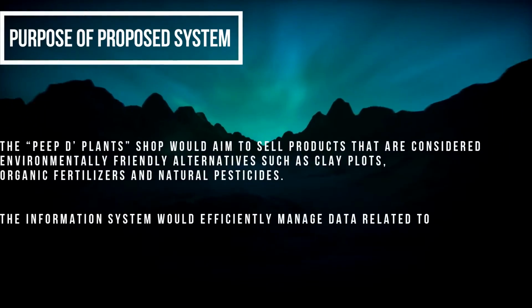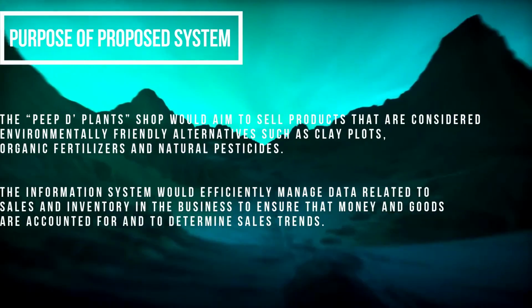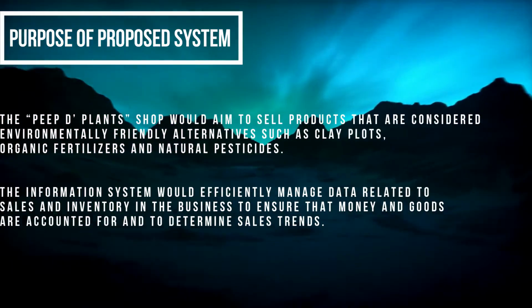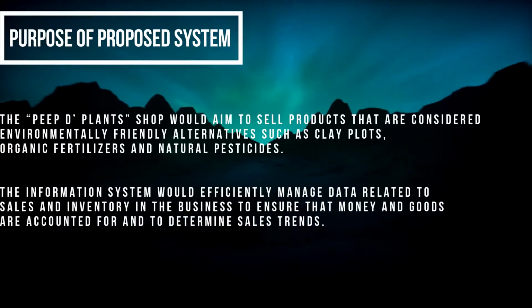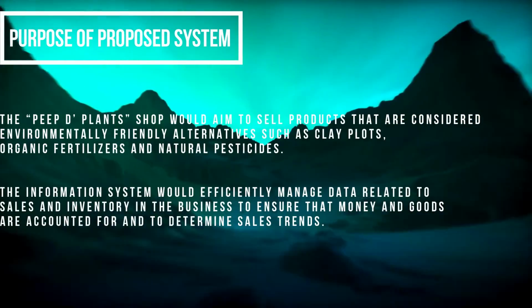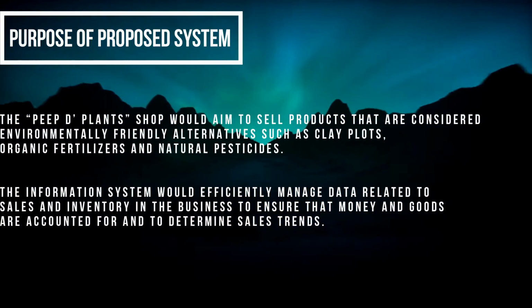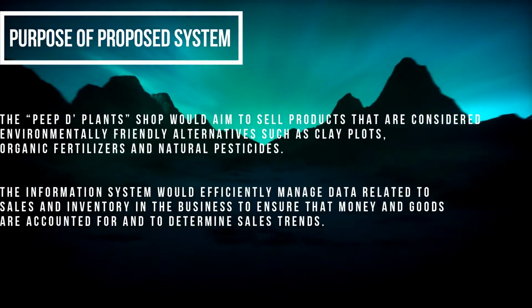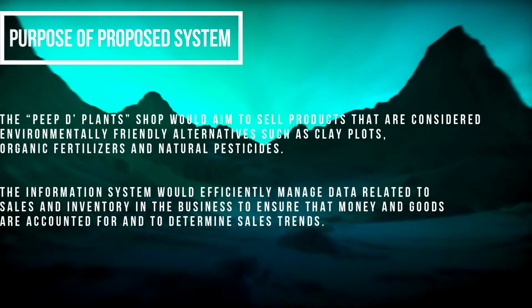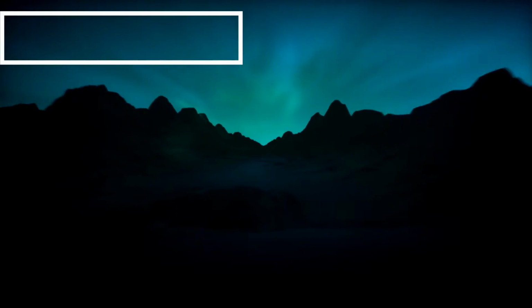The purpose of the proposed system is that Peep the Plant shop would aim to sell products that are considered environmentally friendly alternatives such as clay pots, organic fertilizers, and natural pesticides. The information system would efficiently manage the data related to sales and inventory in the business to ensure that the money and goods are accounted for and to determine the sales from.